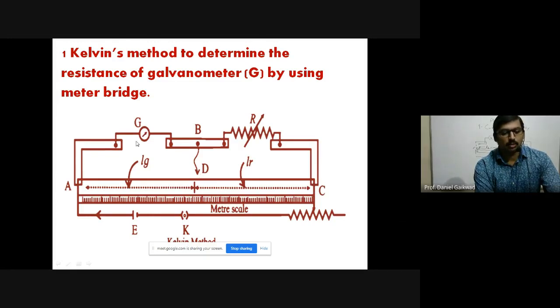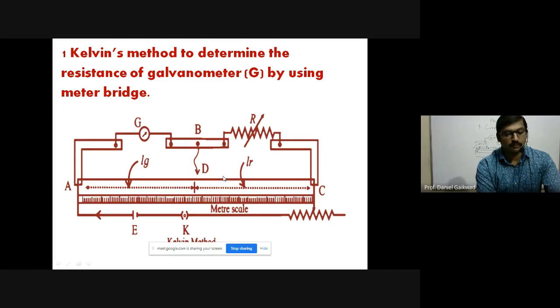Here we have the galvanometer. A galvanometer is generally used to sense or check the current. It has a coil, and the coil has a certain resistance. That resistance is what we are going to find in this experiment. Then from B to C we have the resistance box, that is the known resistance. From A to D the wire has length Lg and a corresponding resistance. Then from D to C we have length of wire Lr with its corresponding resistance. So this will be the circuit diagram.